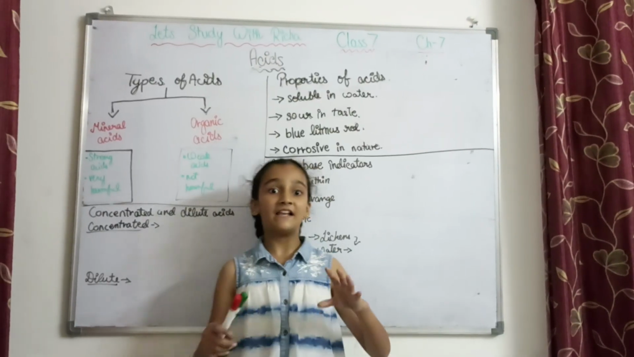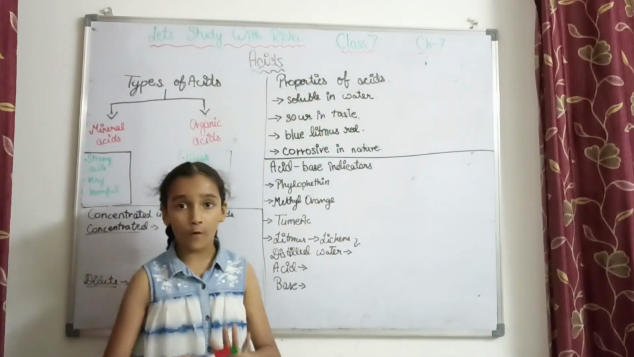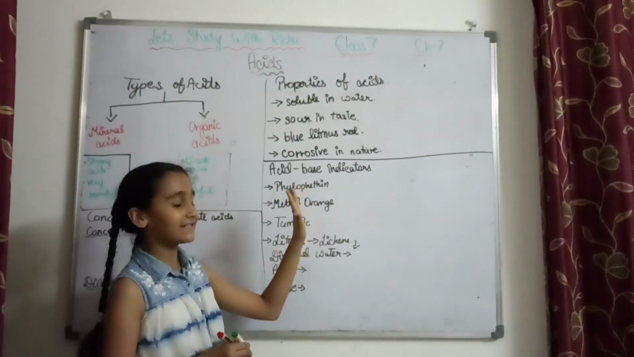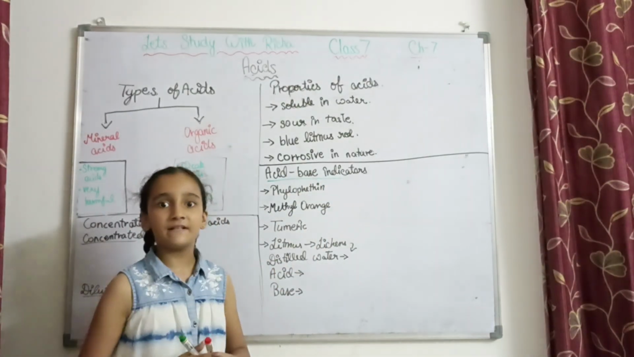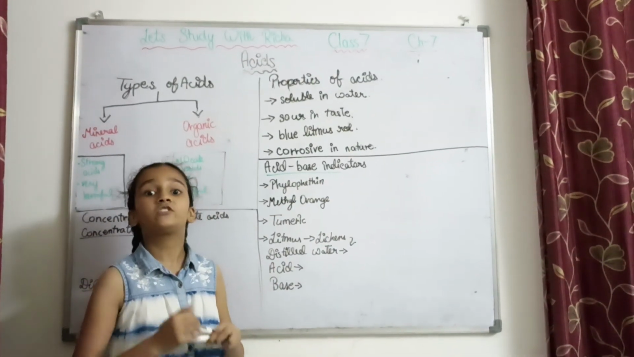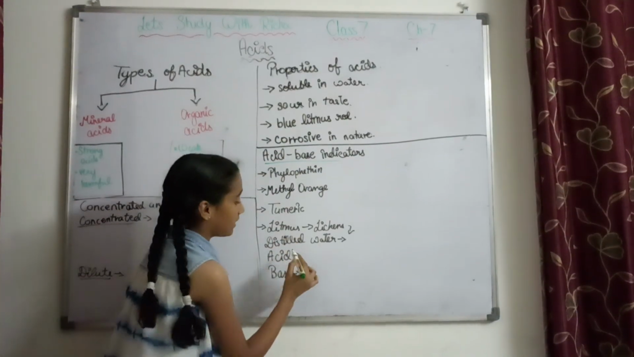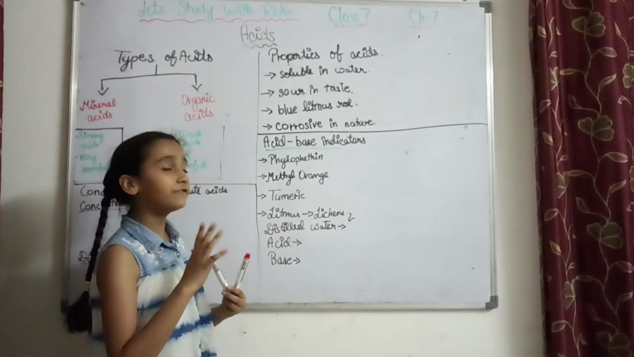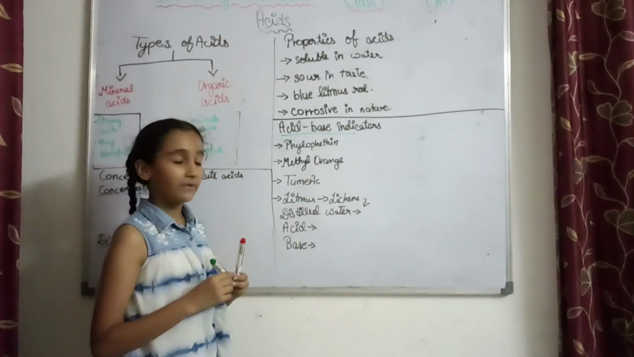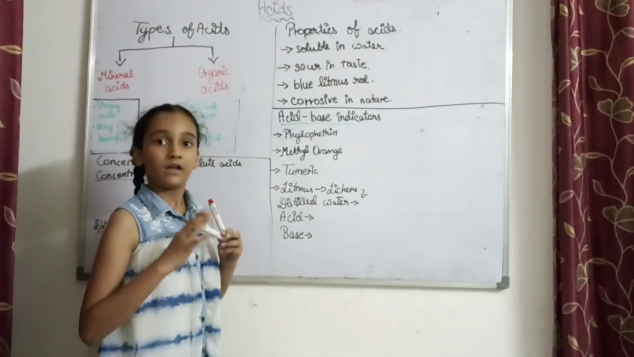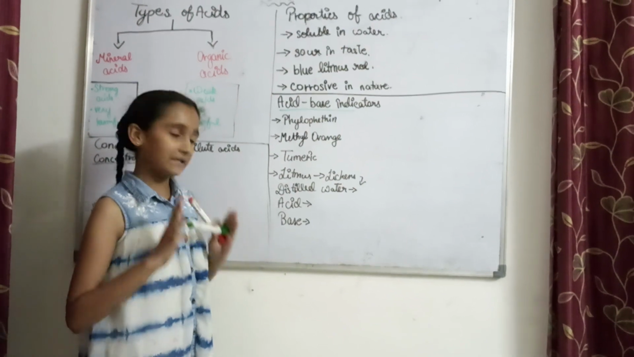Next we learn about acids. Okay, so now let us learn about acid. But before acid, I would like to tell you about acid-base indicator. What is an acid-base indicator? An acid-base indicator is a substance which changes color with distilled water, acid and base. There are different examples like phenolphthalein, methyl orange, turmeric and litmus paper. In this chapter, we learn about litmus paper.